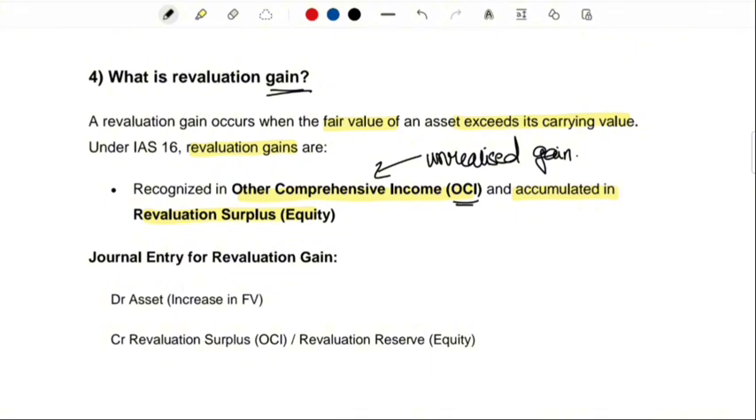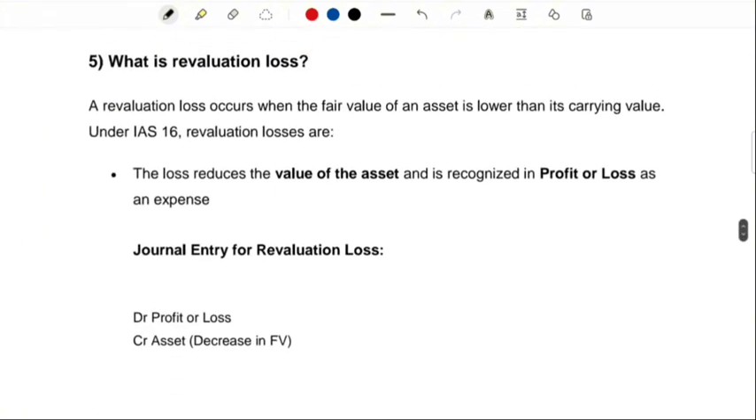So therefore the journal entry would be debiting the asset, because of course we're increasing the value of the asset to its fair value now. So the debit is going to increase the value of the asset, and because the revaluation surplus, OCI and revaluation reserve entry is a credit, you will credit the revaluation surplus in the equity account. That is what revaluation gain is. But we just now saw that we can also have a revaluation loss. And a revaluation loss occurs when the fair value of an asset is lower than its carrying value.